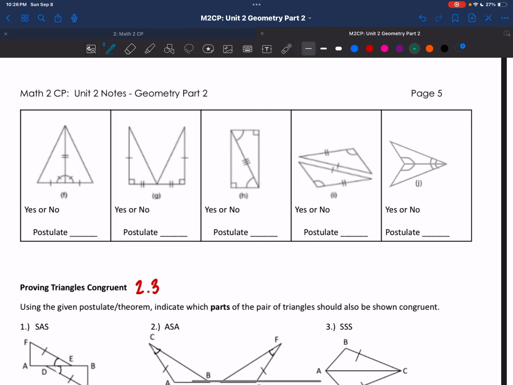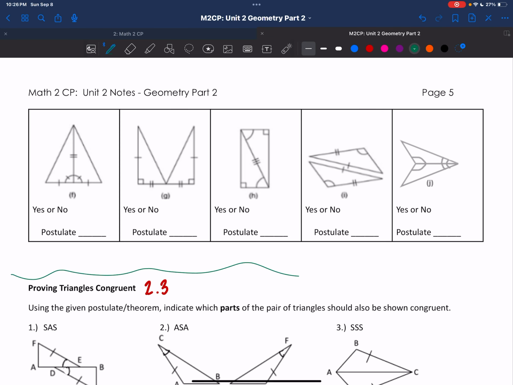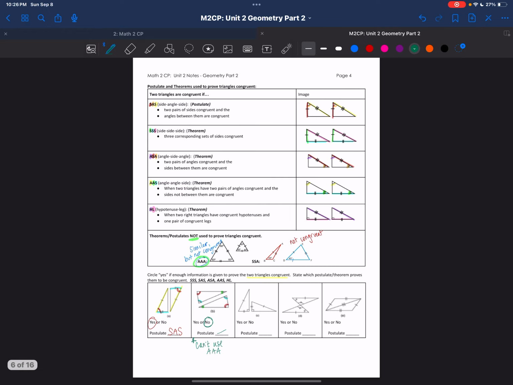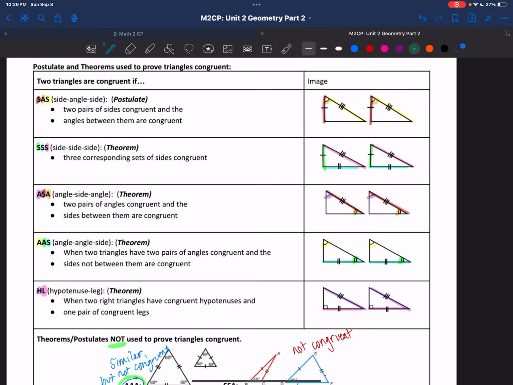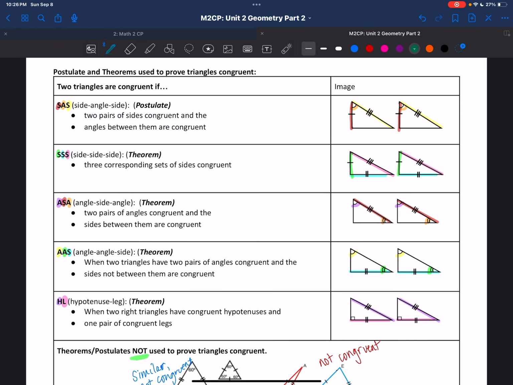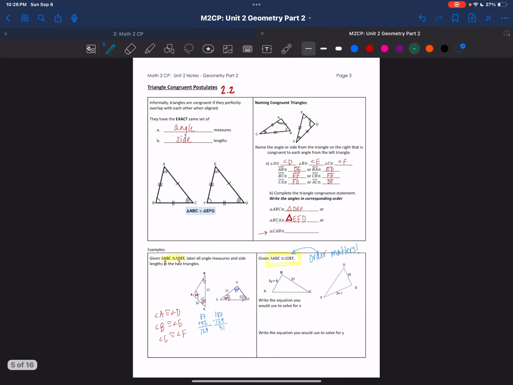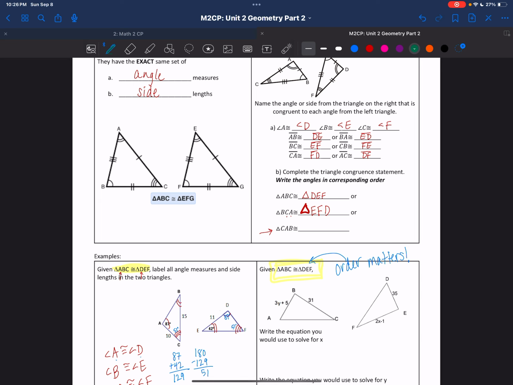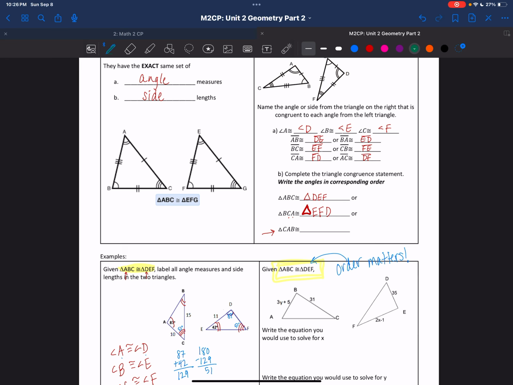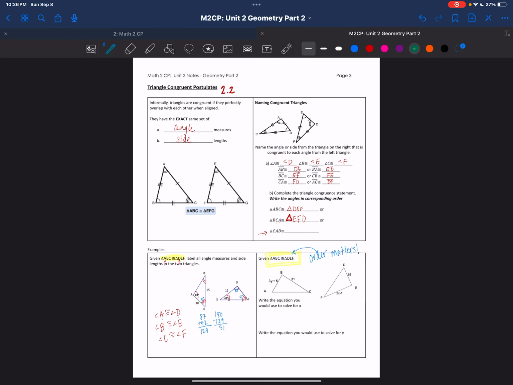So you're going to try those others, and then I want you to try this top part here. Once you're done, you can stop, and then I'll do another set of notes for proving triangles congruent. Remember, all of these postulates and theorems right here can say if it's congruent or not. We cannot use those. And we also talked about how order matters when you're doing your congruency statement. So make sure you get all of that information down and practice the rest.